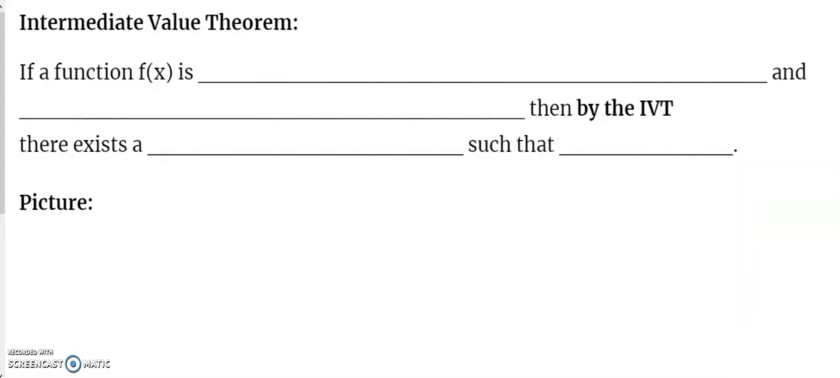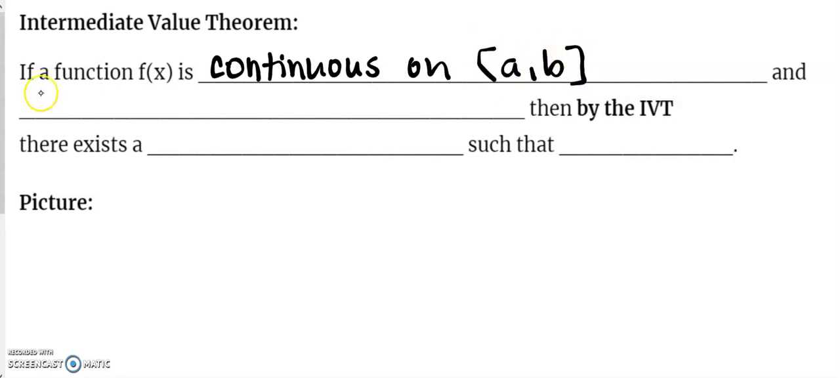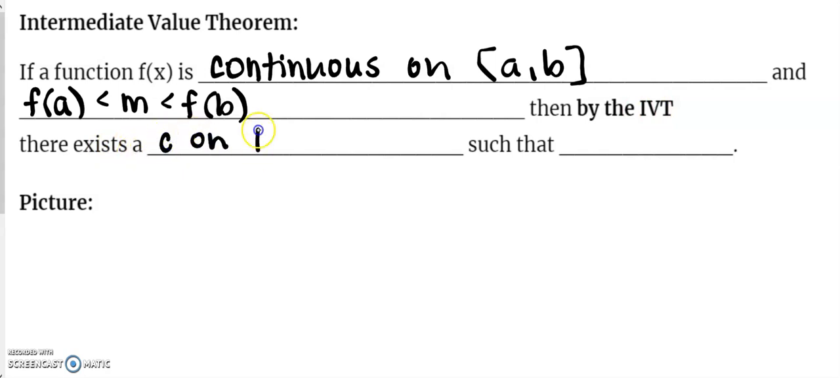The intermediate value theorem was the first theorem that we worked on in calculus, all the way back in August or September. If a function is continuous on the closed interval from a to b, and f of a is less than m, which is less than f of b, then by the IVT, there exists a c on the open interval, that was open, not closed, open interval (a, b), such that f of c is equal to m. So that was all of our mathy wording of it for the intermediate value theorem.